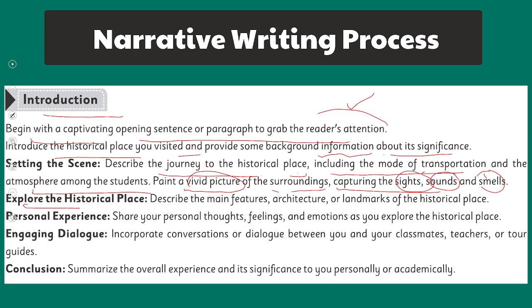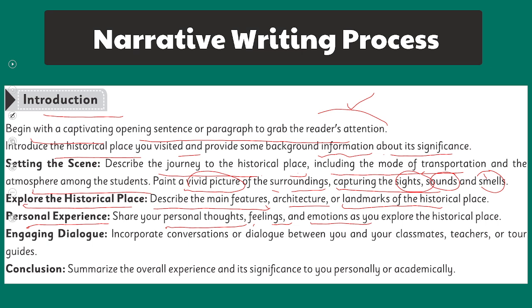Then the next step will be that you explore the historical place from outside till you get in and then you get out. Describe the main features, architecture, or landmarks of that historical place. So why this historical place is distinctive, what is the architecture like, and its history and all the things involved. Then you will share your personal experience as an individual, as a student, as a traveler, and share your personal thoughts, feelings, and emotions as you were exploring the historical place.